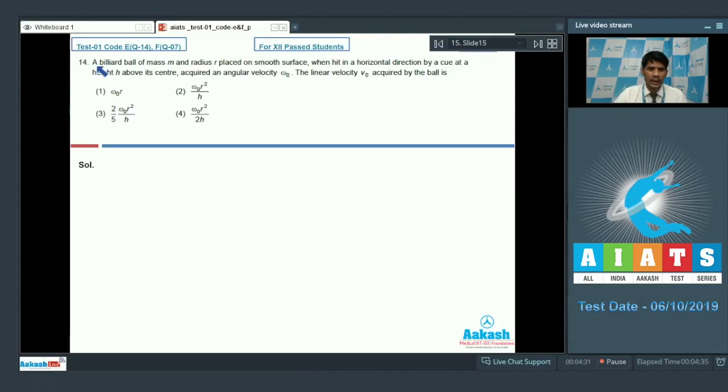In question number 14, a billiard ball of mass m and radius r placed on a smooth surface, when hit in a horizontal direction by a cue at a height h above its center, acquires an angular velocity omega naught. The linear velocity v naught acquired by the ball is, I would say, this being a uniform sphere considered to be the billiard ball, the moment of inertia about this axis would definitely be 2 by 5 mr^2, if r is the radius and m is the mass. It's been hit at this point, this height is h, let the force be f.